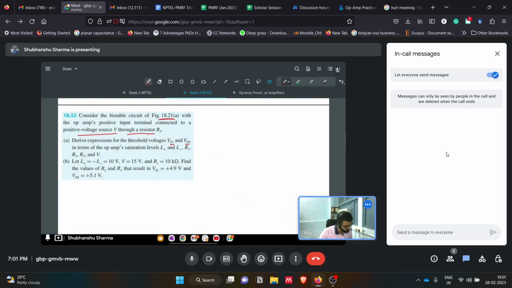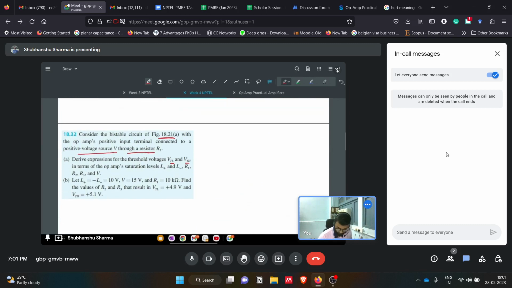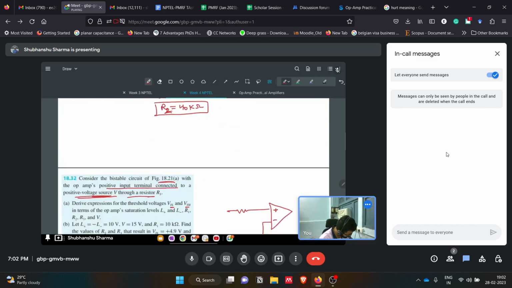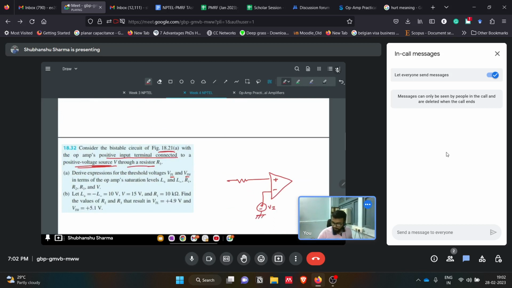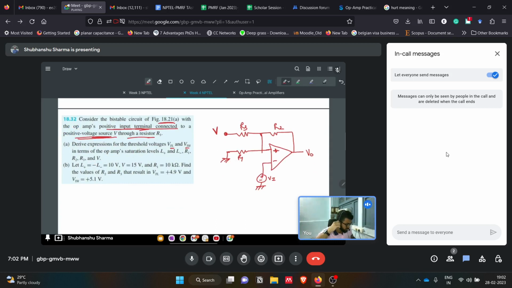First of all, read the question. Meanwhile, I will draw the circuit. Since the positive input terminal is connected to a positive voltage source, we have this. This is plus, this is minus. This is where the input was coming from, and this is shorted. Then we had our feedback circuit. This is V0, this is R1, which is grounded, and R2. Now they have connected a resistor R3 to the positive input terminal, where the voltage source is VI, or simply V.